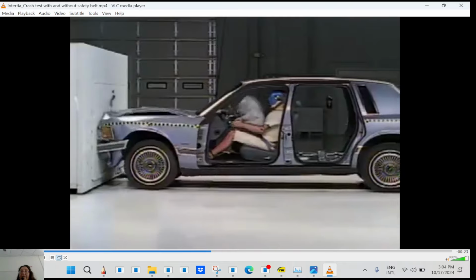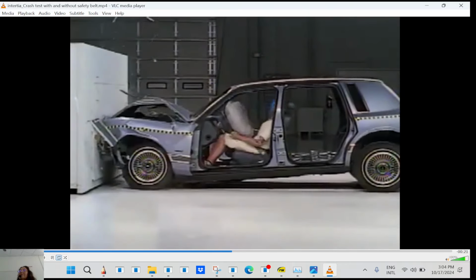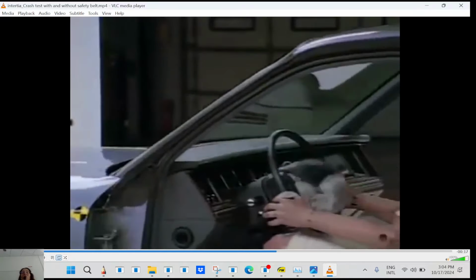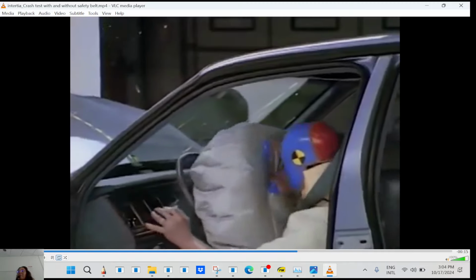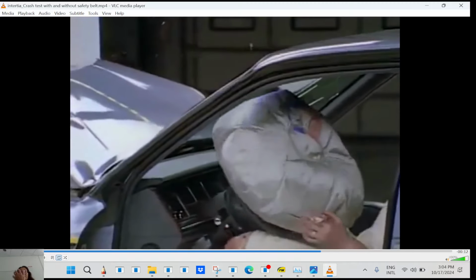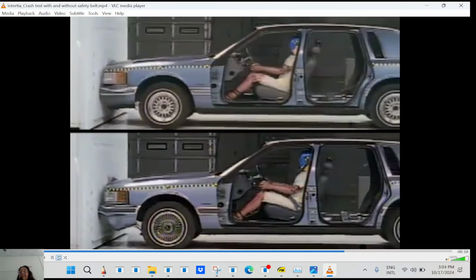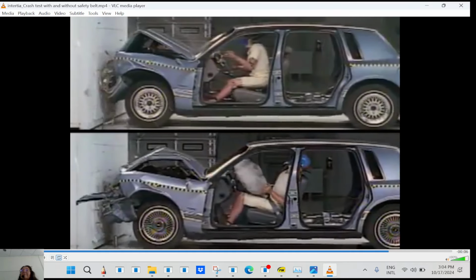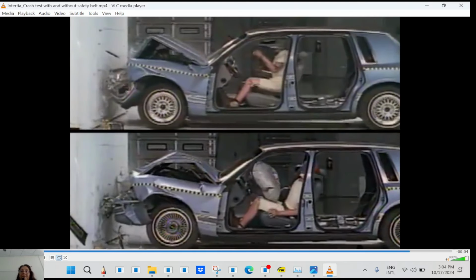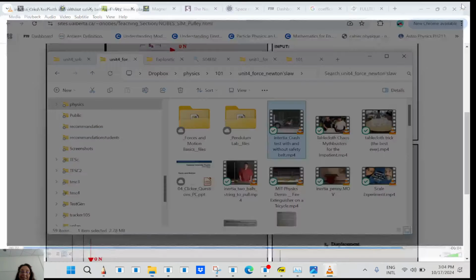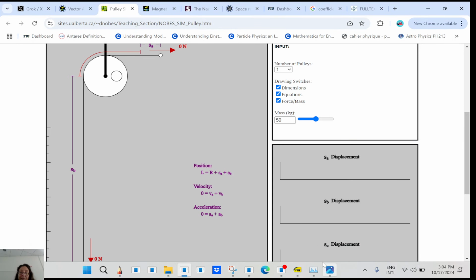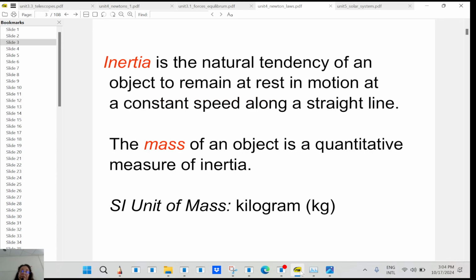It wants to keep moving. There is something to stop you, which is the airbag. The airbag increases the time of impact, so it decreases the impact. So remember, put your seatbelt on. Alright, I'm going to show you.